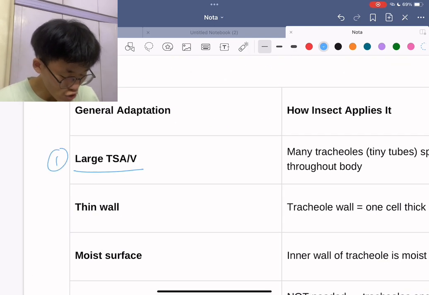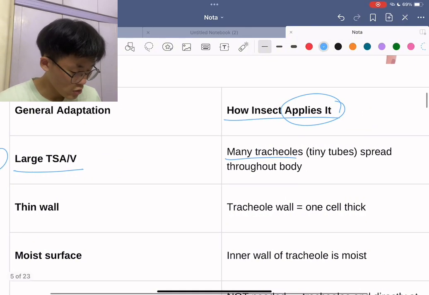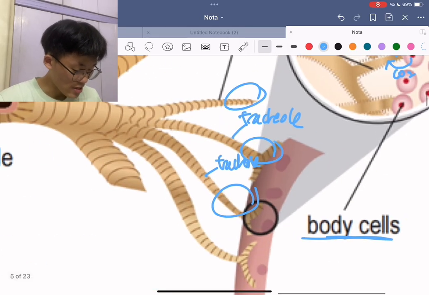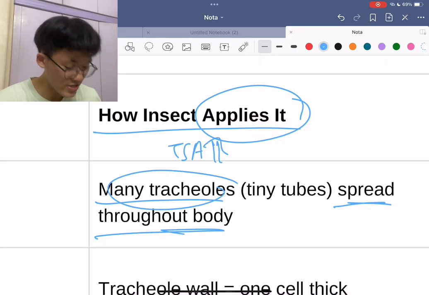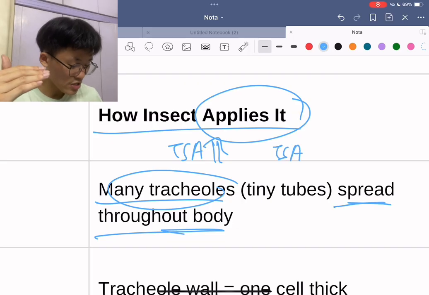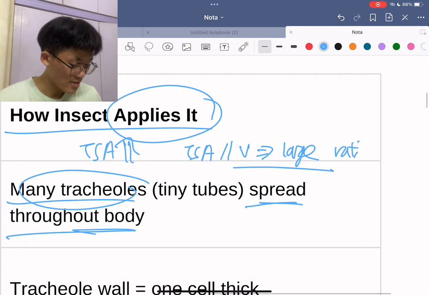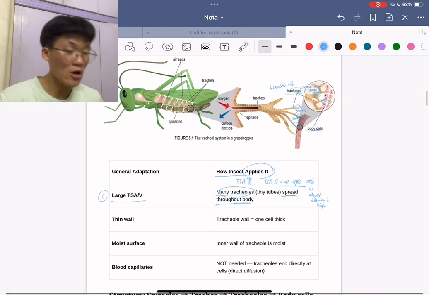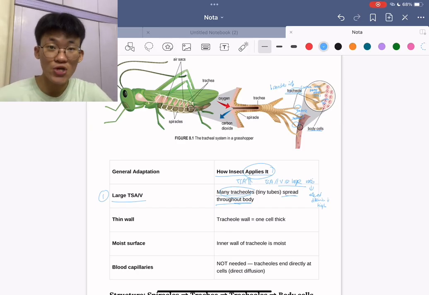First, a large total surface area over volume ratio. You can see how the insect applies it: many tracheoles spread throughout the body. If you have many tracheoles, your TSA, total surface area, is very high. So when you divide TSA by the volume, you get a large ratio. When you get a large ratio, the rate of diffusion is high. So oxygen diffuses in very quickly and CO2 diffuses out very quickly, efficiently.